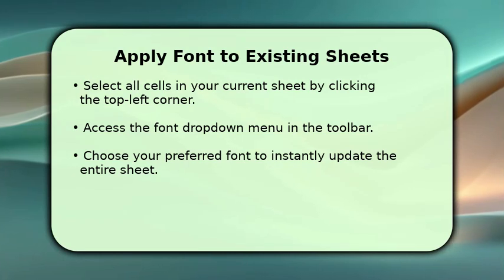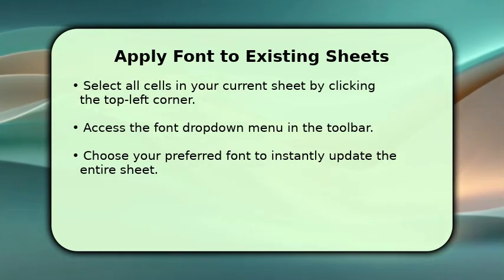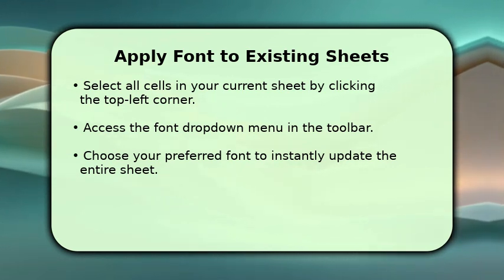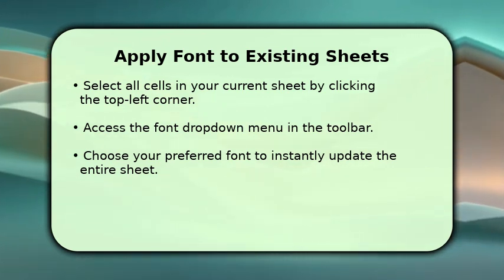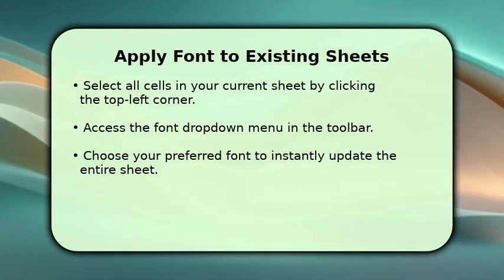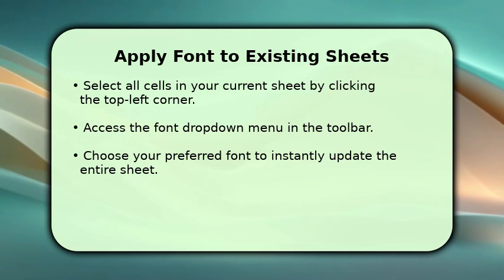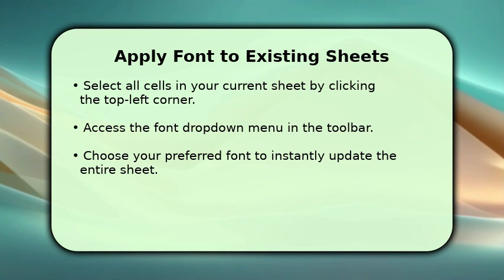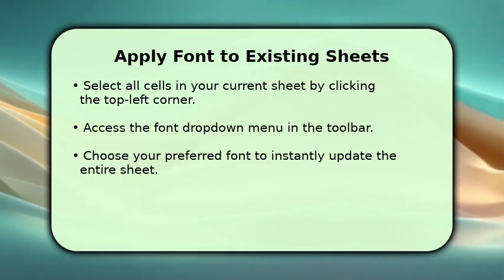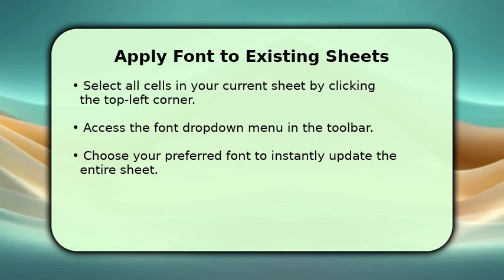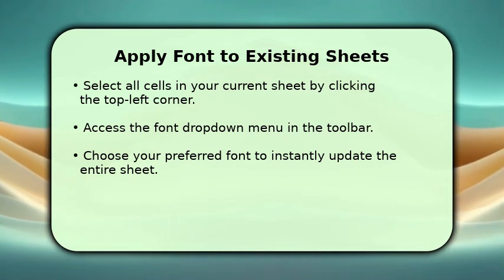For existing spreadsheets, changing the font is also very simple. First, select all the cells in your sheet by clicking the small blank rectangle located at the top left corner, between the row numbers and column letters. Once everything is selected, head to the toolbar at the top. Locate the Font drop-down menu, which usually displays the current font name. Click on it and choose your desired font. The entire sheet will instantly update to your new selection, giving your data a fresh look.